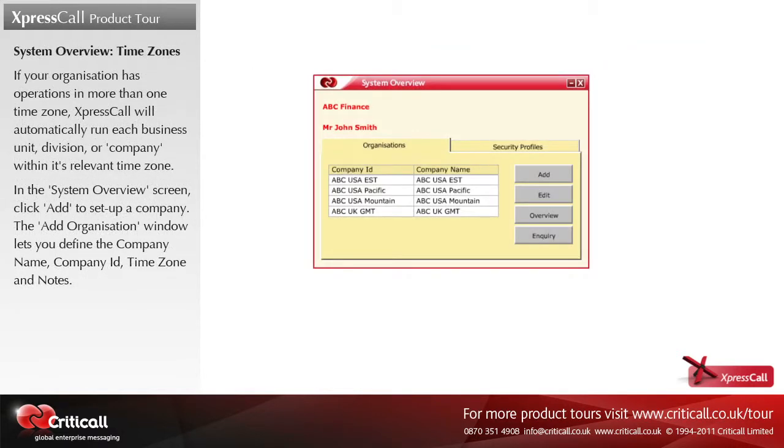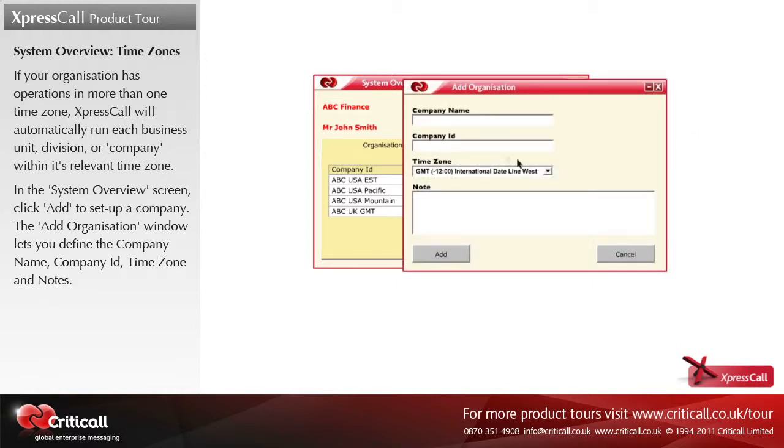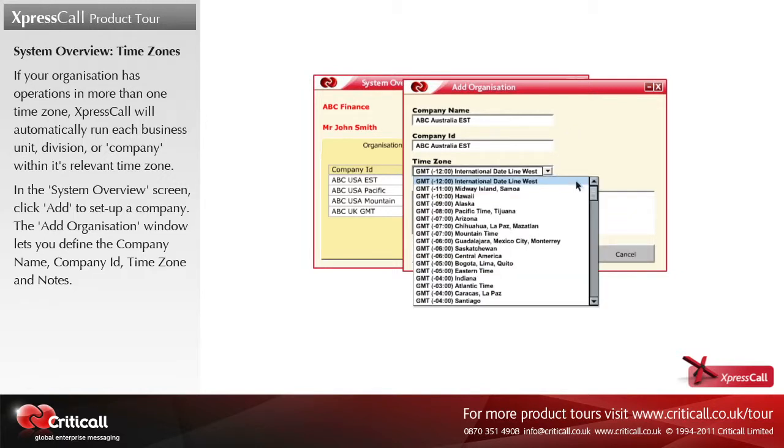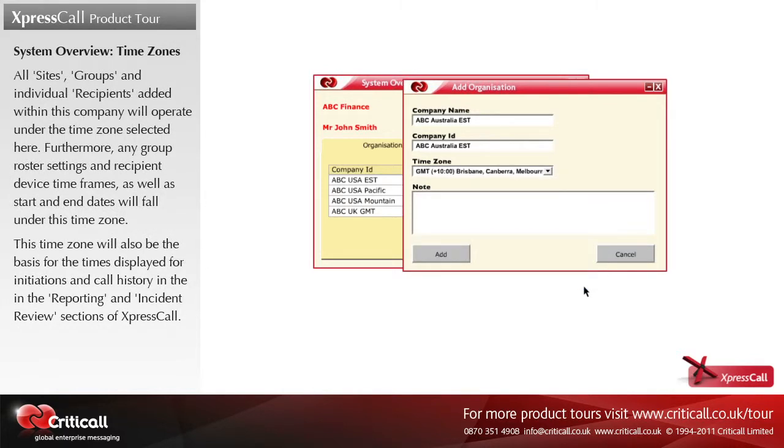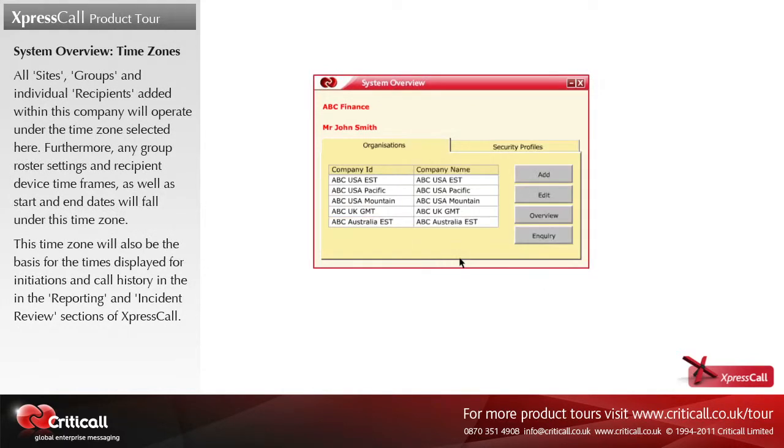System Overview: Time Zones. If your organization has operations in more than one time zone, XpressCall will automatically run each business unit, division, or company within its relevant time zone. In the System Overview screen, click Add to set up a company. The Add Organization window lets you define the company name, company ID, time zone, and notes. All sites, groups, and individual recipients added within this company will operate under the time zone selected here.